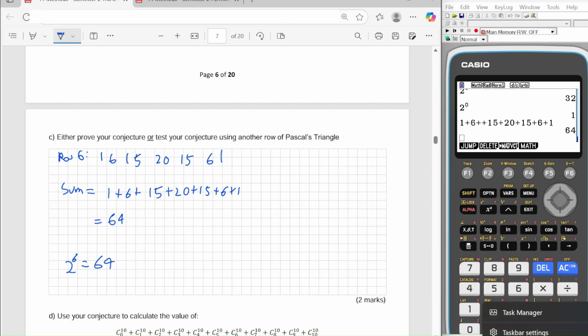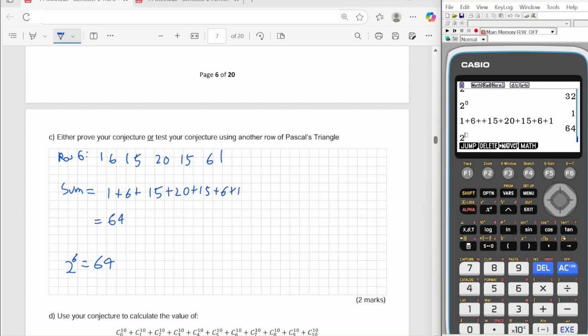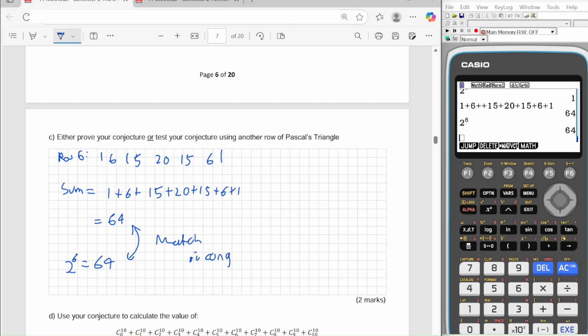We better actually check that that's true. Yes, it is. So these match. Therefore, the conjecture is supported.